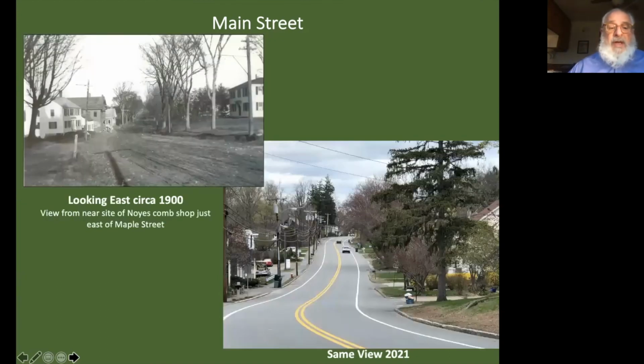Well, what about looking eastward from that same vantage point? I believe this is true, where supposedly this is near the Noyes Comb Shop. So I tried to get exactly the same view today on Main Street. And we see some much bigger trees here lining the roads than might exist today, although we have lots of trees in the same area. So maybe our trees are a little bit younger, but they're still there.